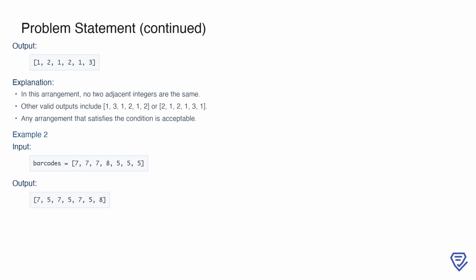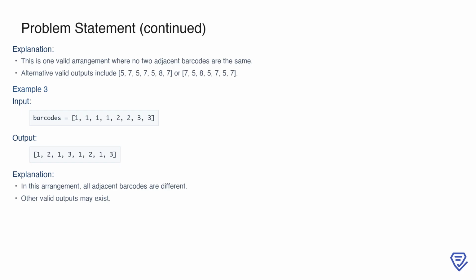Now, consider another example where the input is 7, 7, 7, 8, 5, 5, 5. For this input, one valid output is 7, 5, 7, 5, 7, 5, 8. Here, no two adjacent integers are the same, and the condition is satisfied. Other valid outputs could include 5, 7, 5, 7, 5, 8, 7, or 7, 5, 8, 5, 7, 5, 7. The key is that, regardless of the arrangement, adjacent numbers must always be distinct.